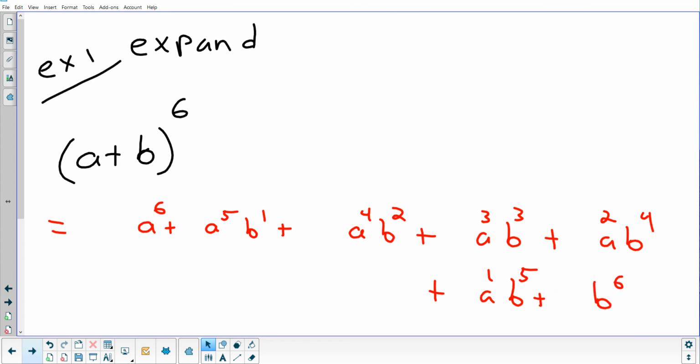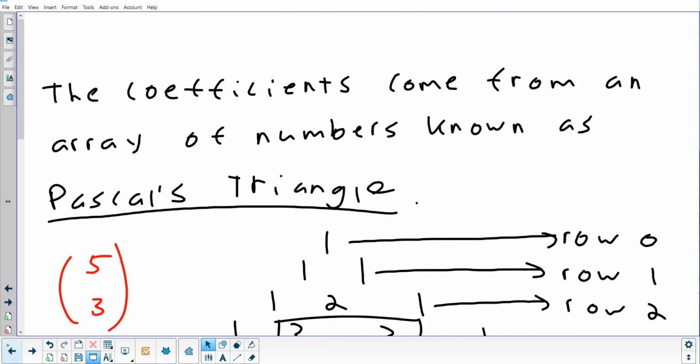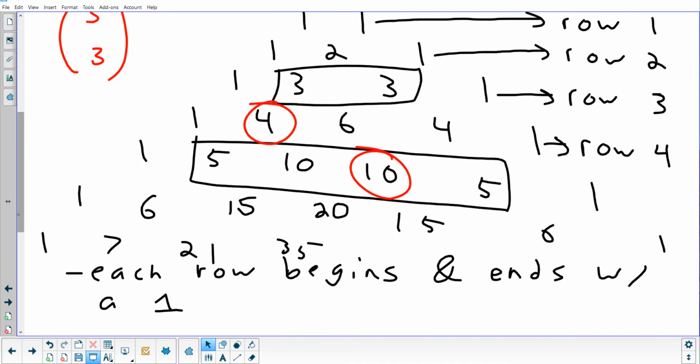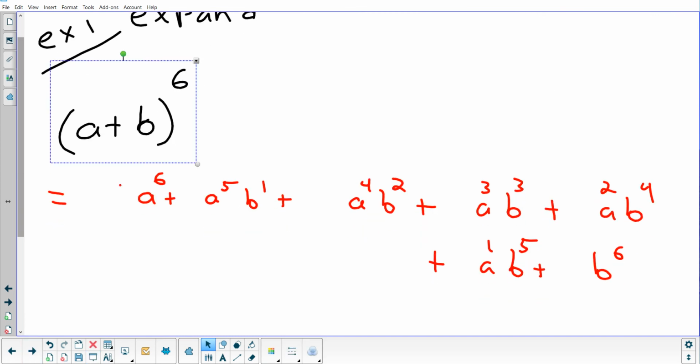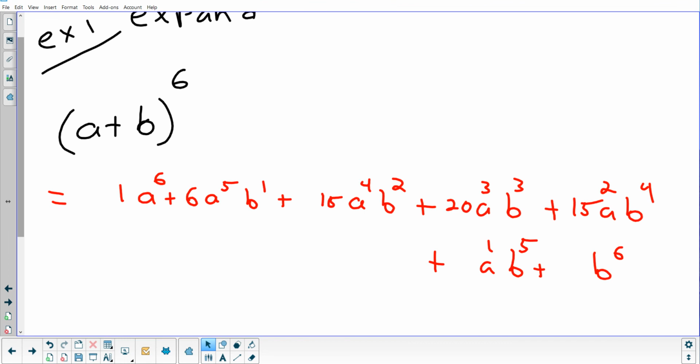Okay. So we've got the letters with the proper exponents. Now we have to put in the coefficients. The coefficients are going to come from row 6. So do we have row 6? Yep. So 1, 6, 15, 20, and then it repeats from there. So 1, 6, 15, 20, 15, 6, 1.